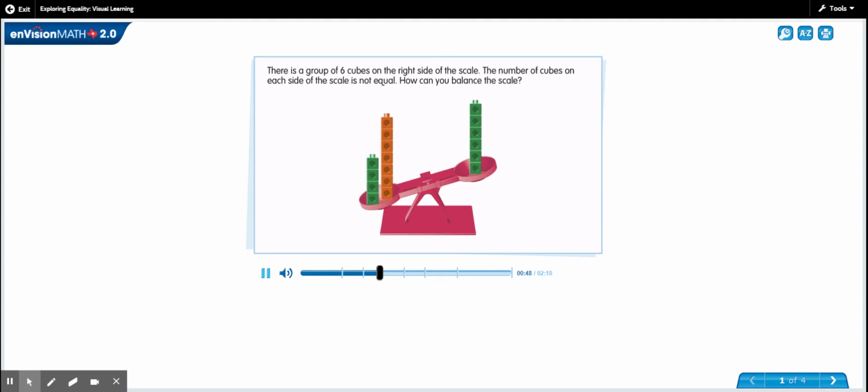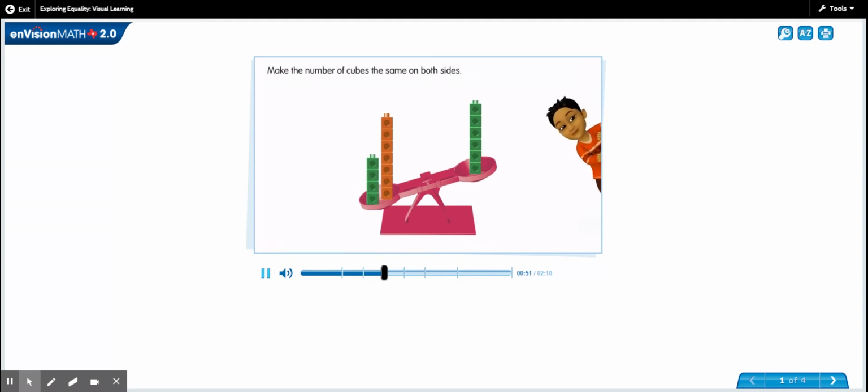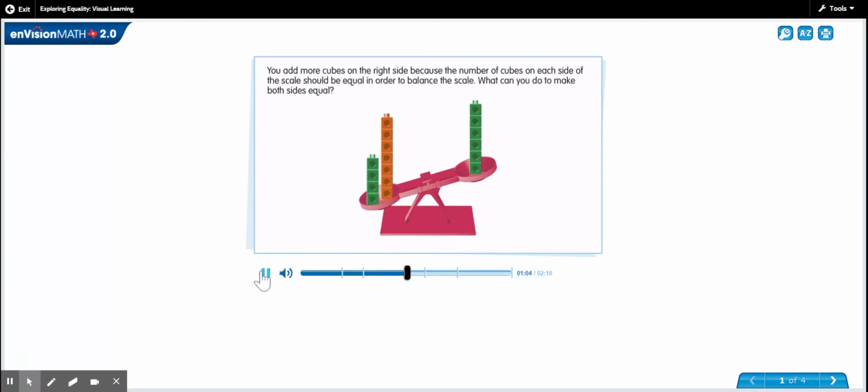How can you balance the scale? Make the number of cubes the same on both sides. You need to add more cubes to balance the scale. Where will you add more cubes? You add more cubes on the right side because the number of cubes on each side of the scale should be equal in order to balance the scale.